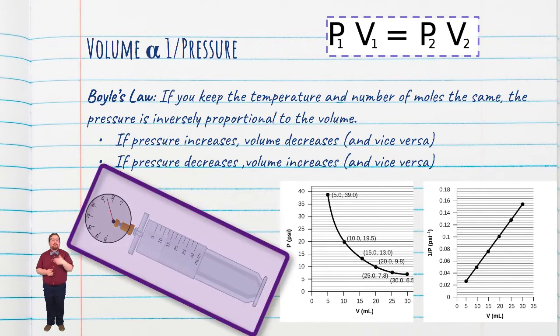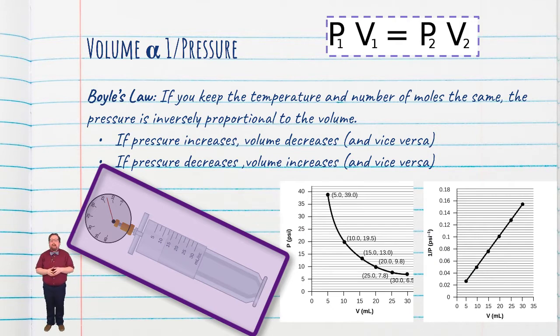We can see this experimentally with a sealed syringe of air. If we have a pressure gauge attached to the end of the syringe, we can measure the pressure as we push the plunger in or pull the plunger out. As we push the plunger in, if we keep the temperature the same, we'll be decreasing the volume and will show an increase in the pressure. The opposite is true when you pull the plunger out.